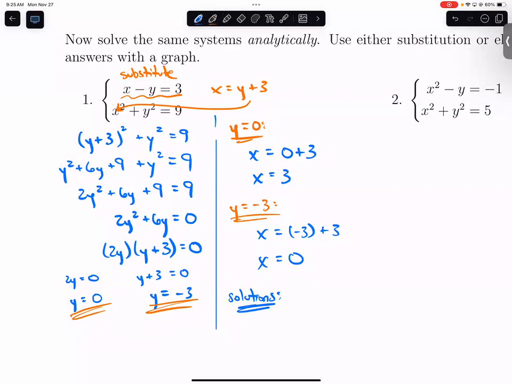So what are our solutions then? 3, 0, and 0, -3, right? This says that the y value 0 goes with the x value 3. So as an ordered pair, as a point, that's 3, 0. And the other one says that the y value -3 goes with the x value 0. So 0, -3.